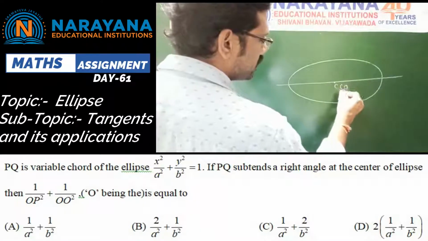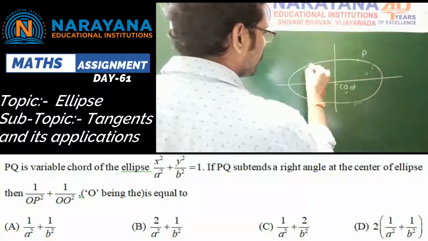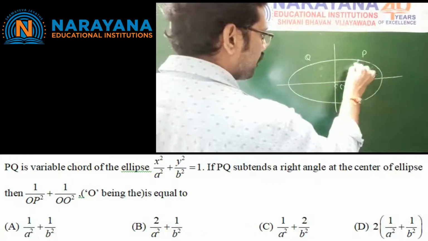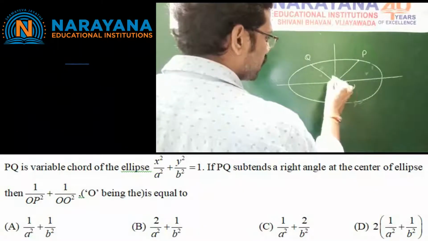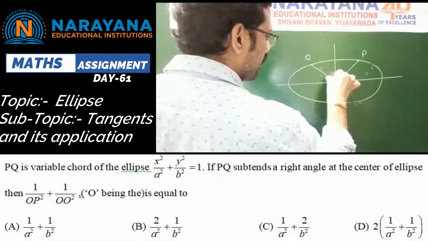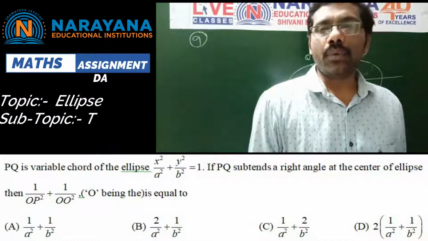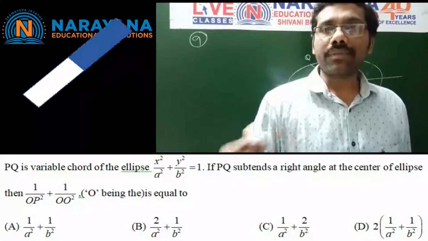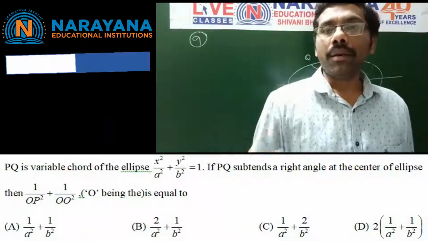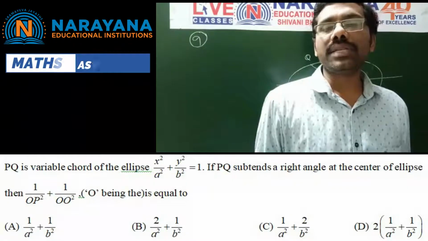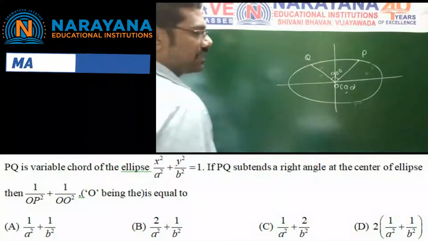Center C is equal to 0 comma 0. This is point P. This is point Q. Here O is the center of the ellipse. Angle POQ is equal to 90 degrees. Now we have to find 1 by OP square plus 1 by OQ square, where we have to apply the parametric point. The point is given, the distance from the point is given, the inclination is given. By applying the parametric point, using the formula x1 plus r cos theta comma y1 plus r sin theta.